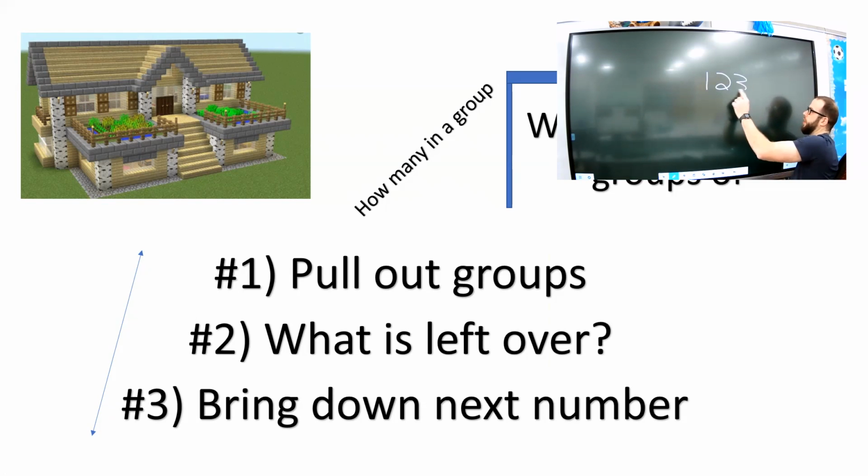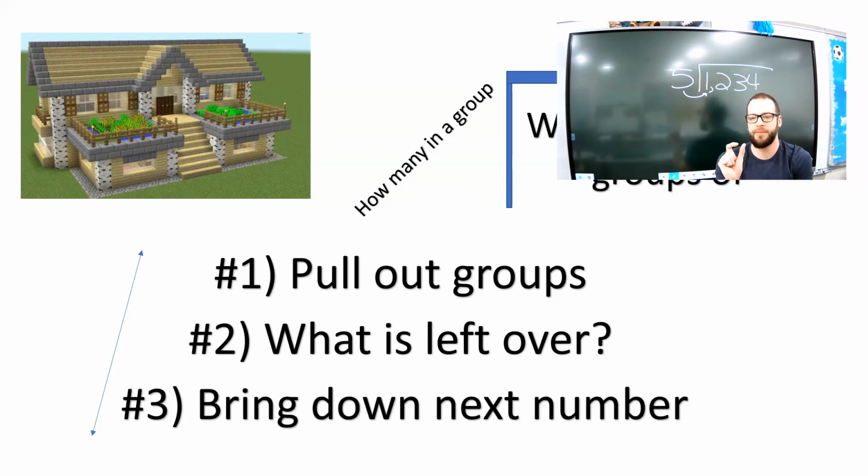1, 2, 3, 4. 1,234 divided by 5. So the first question is, how many 5s are in 1? Not how many 1s are in 5. And a lot of the times, you're going to say, oh, I can't do that. I can't take 5 from 1. So then you're allowed to reach over and grab the next number. How many 5s are in 12? 5, 10, 15, so 5, 10, 2. So I took out 2 groups of 5. Is there anything left over?